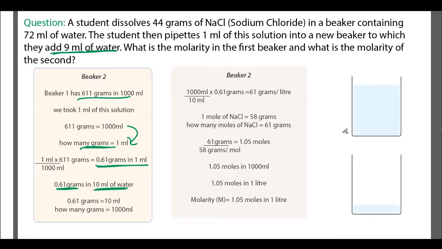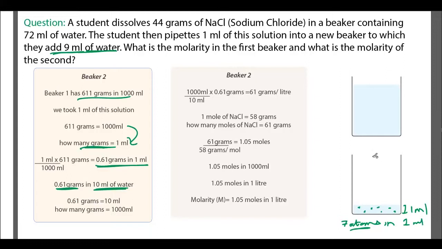Now imagine this is the concentrated solution. I'm going to draw some little dots, 1, 2, 3, 4, 5, 6, 7. Let's call these atoms. We've got 7 atoms in this volume here, 1 milliliter. I'm just going to use atoms for now. So we've got 7 atoms in 1 milliliter.